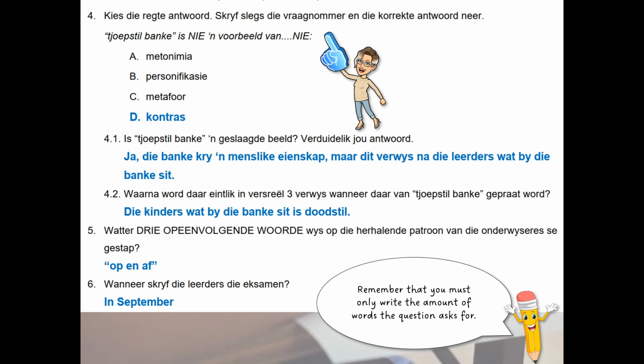4.2, waarna word daar eintlik in versdeel 3 verwys wanneer daar van choopstil banke gepraat word? So, what are they actually referring to when they speak about choopstil banke? They are referring to the quiet children sitting at the desks. Watter 3 opeenvolgende woorde wys op die herhalende patroon van die onderwyseres se gestap? Which 3 consecutive words refer to her pattern of walking up and down? It's the words literally up and down.